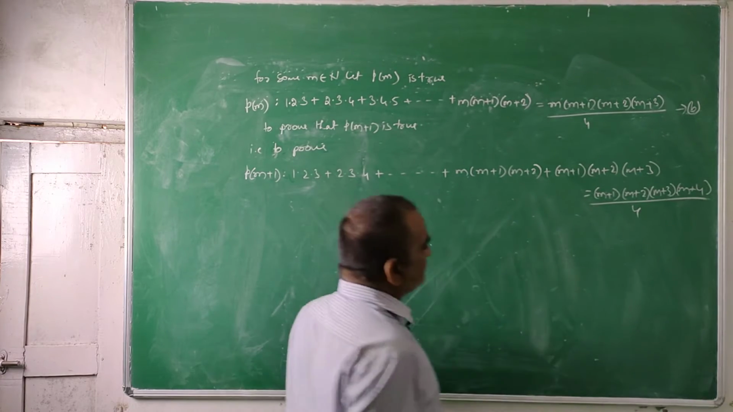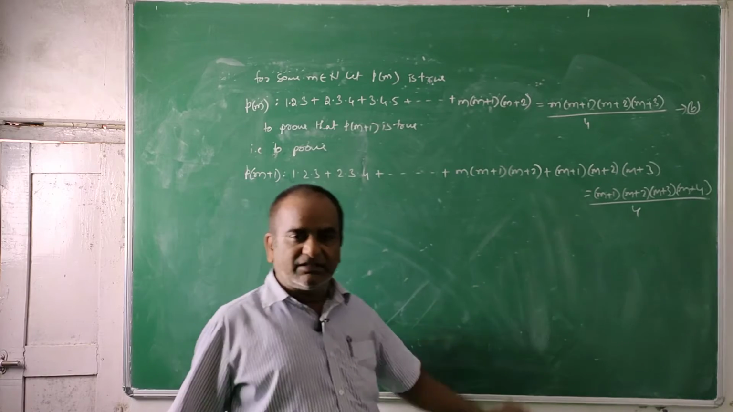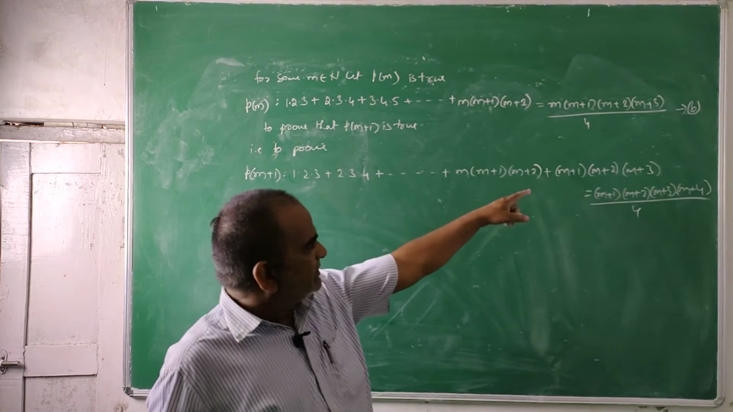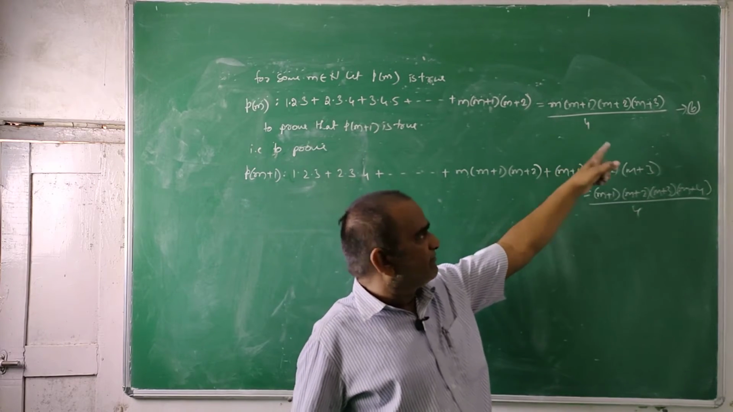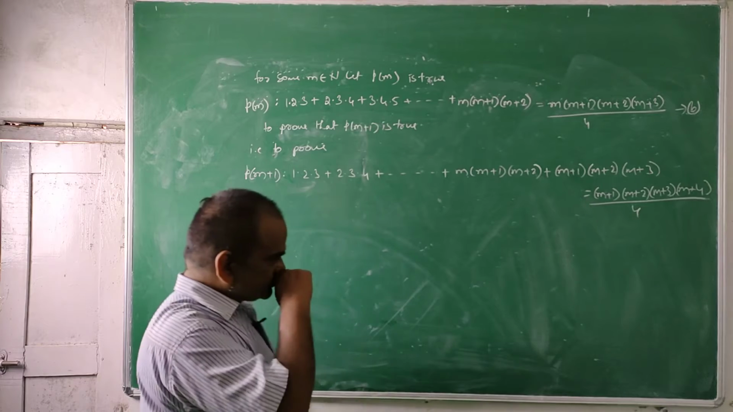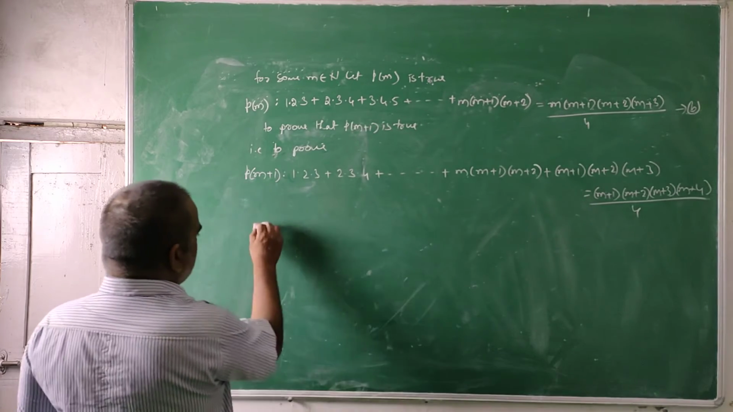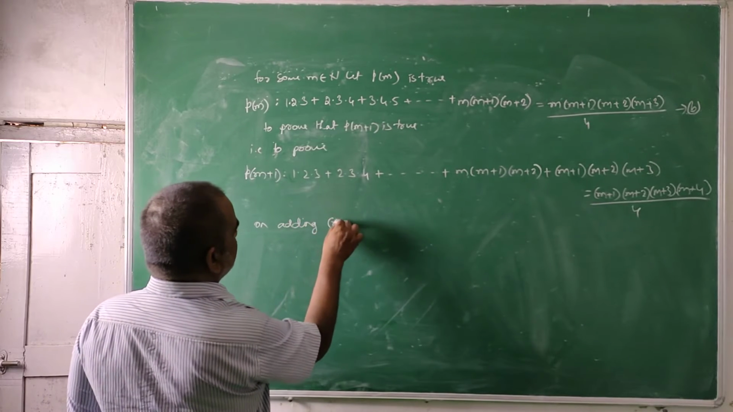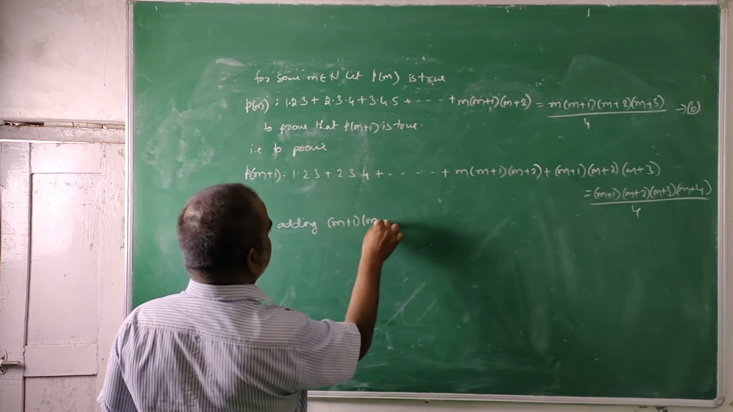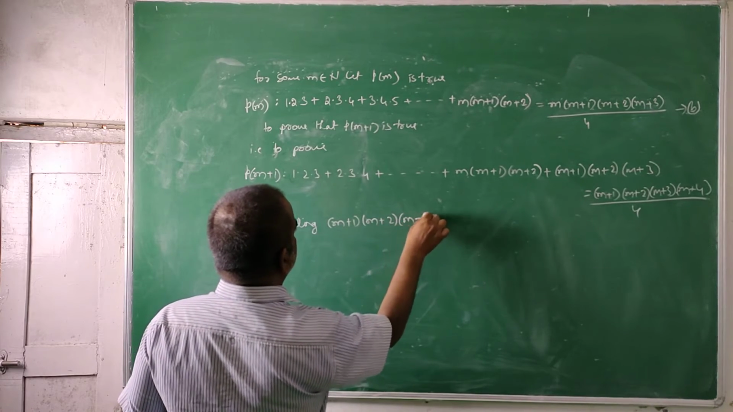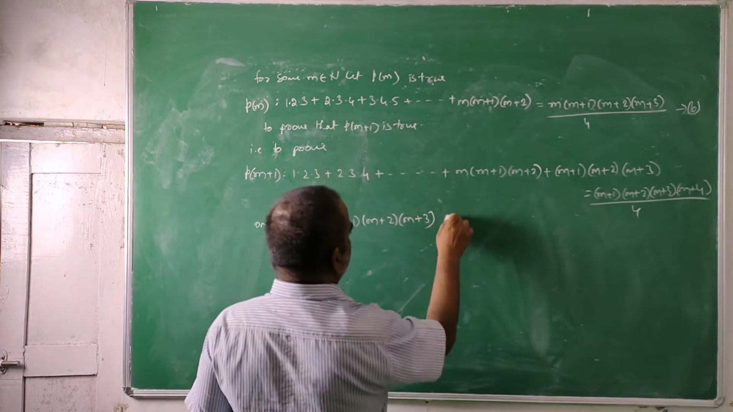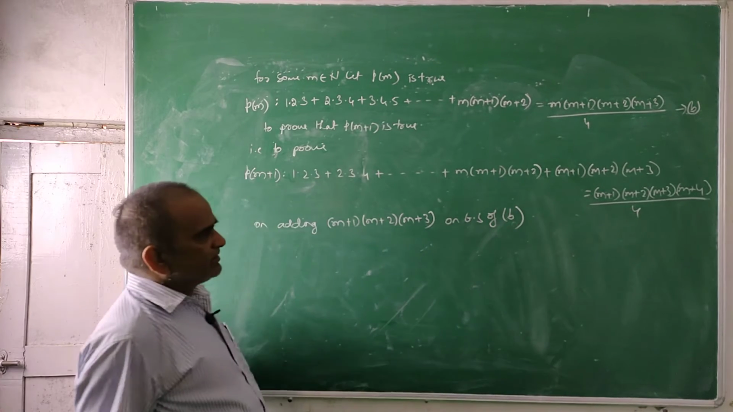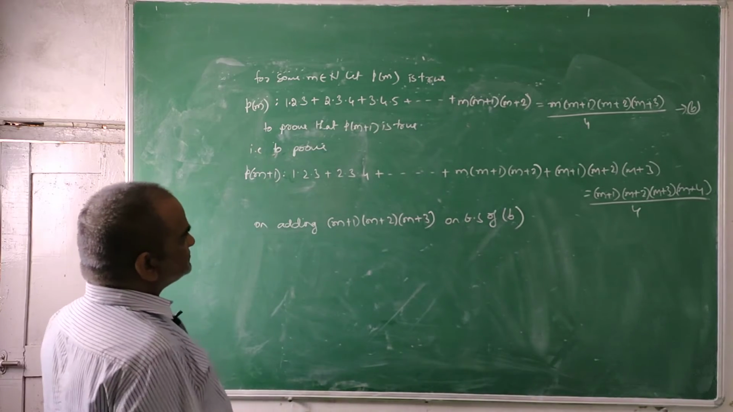Divided by 4. You are supposed to prove this. So to prove this, we have to add this quantity on both sides of equation B. So on adding m plus 1 into m plus 2 into m plus 3 on both sides of equation B, now let us start.